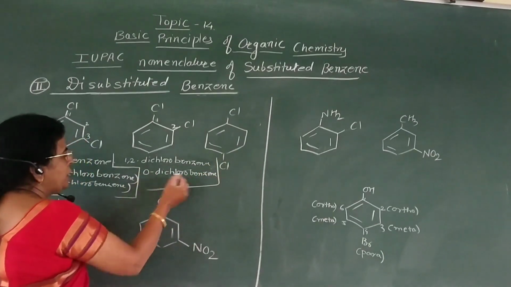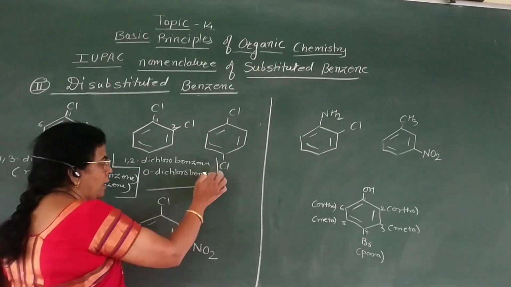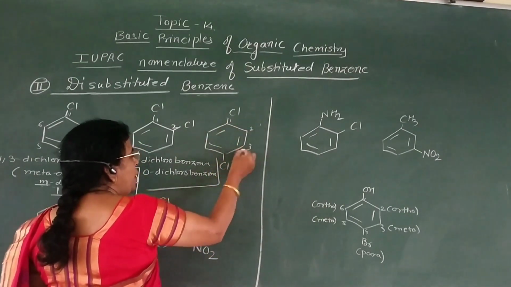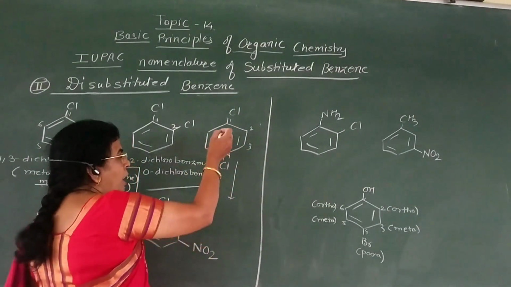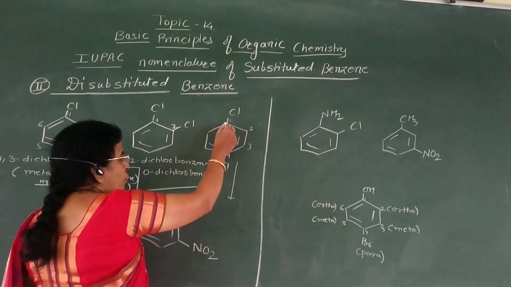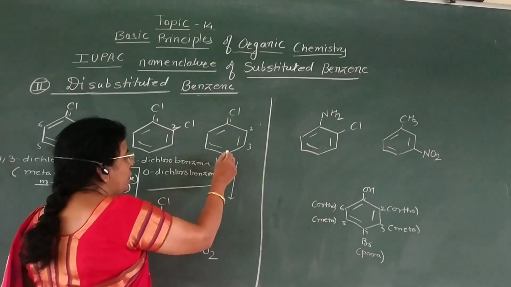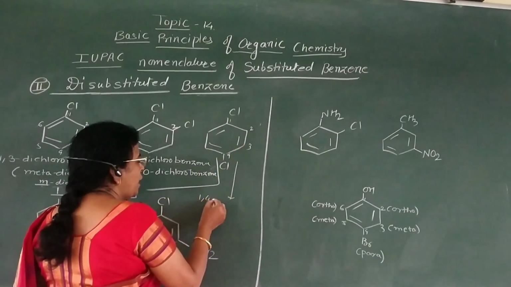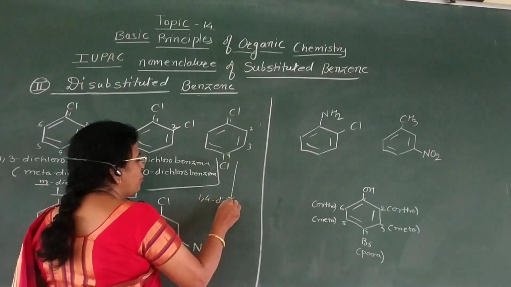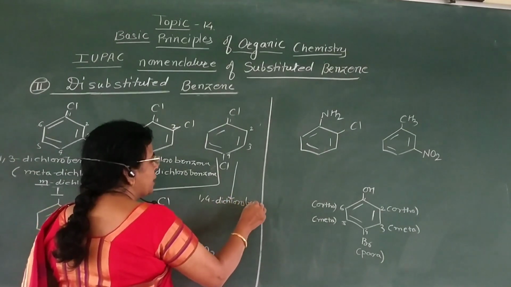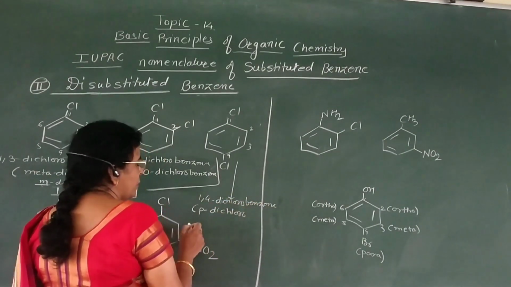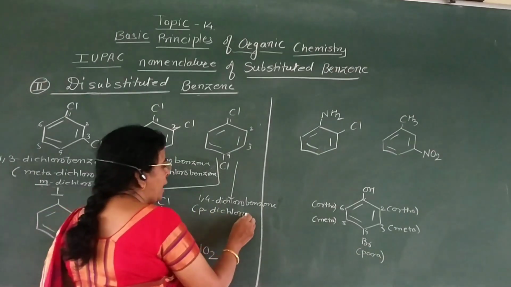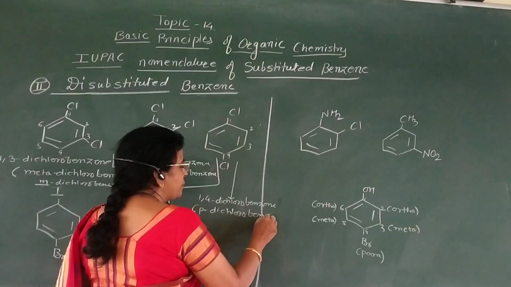This is the IUPAC name, orthodichlorobenzene. Now next example. Here 1, 2, 3 and 4. At 1 carbon atom there is chlorine, at 4 carbon atom there is chlorine. This is the para position, and at 1, 4 position there are 2 chlorine, therefore it is 1,4-dichlorobenzene. The common name for this compound is para-dichlorobenzene.